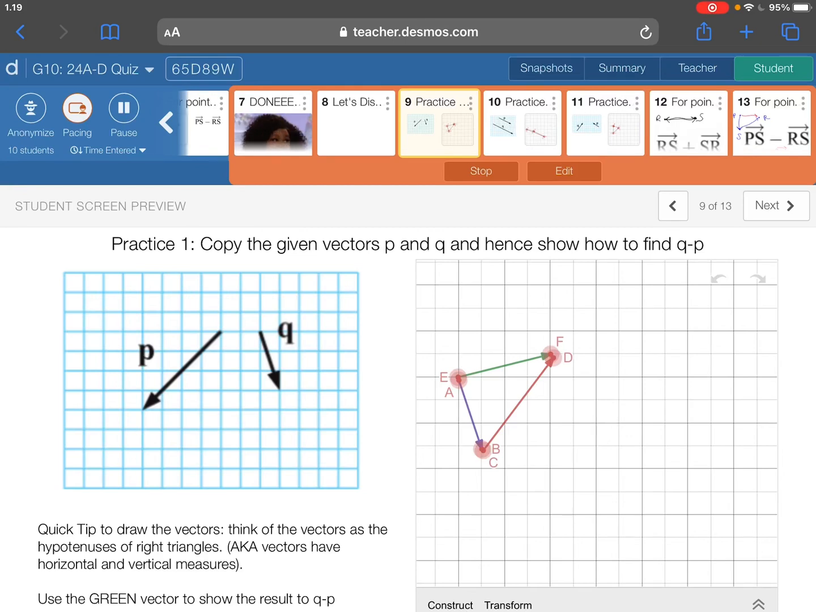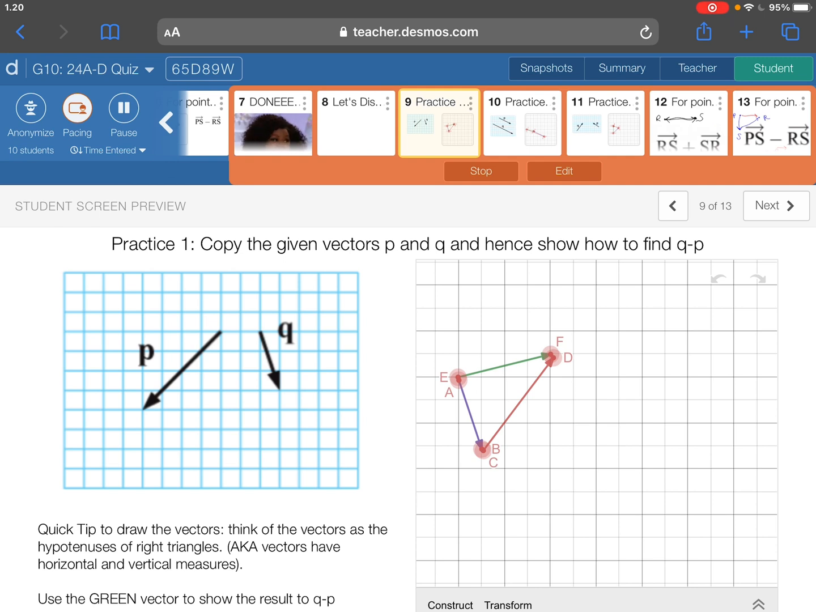Hey, grade 10. So this is the 24A-D quiz, and I'm going to narrate throughout all of these slides here. We had a few questions, and we didn't have enough time during class. So what I'm going to do is walk you through it, and I'm going to try my best to provide you with the other combinations of right answers, okay?